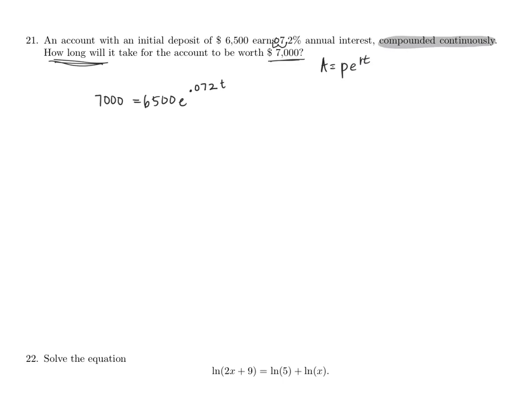And so when you have it like this, your exponent has the variable in it. You're going to have to solve for that. So you always do the same thing. The first thing you do is try to get rid of what's in front of the e. So we're going to divide by 6,500. So now I'm going to have e to the 0.072t is equal to 7,000 over 6,500. Now, to get rid of the e, I'm going to take the natural log of both sides. So the natural log.